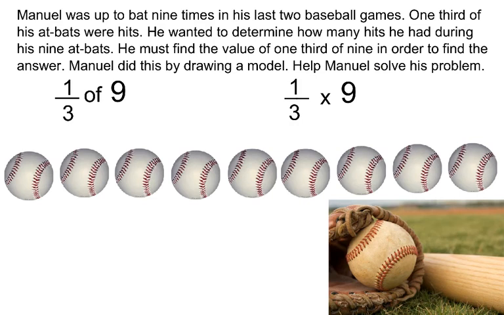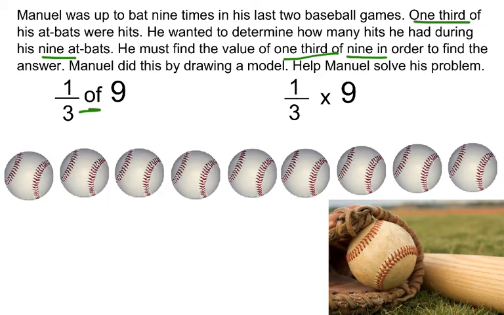Manuel was up to bat 9 times in his last 2 baseball games. 1/3 of his at-bats were hits. He wanted to determine how many hits he had during his 9 at-bats. He must find the value of 1/3 of 9 in order to find the answer. Manuel did this by drawing a model. Help Manuel solve this problem.